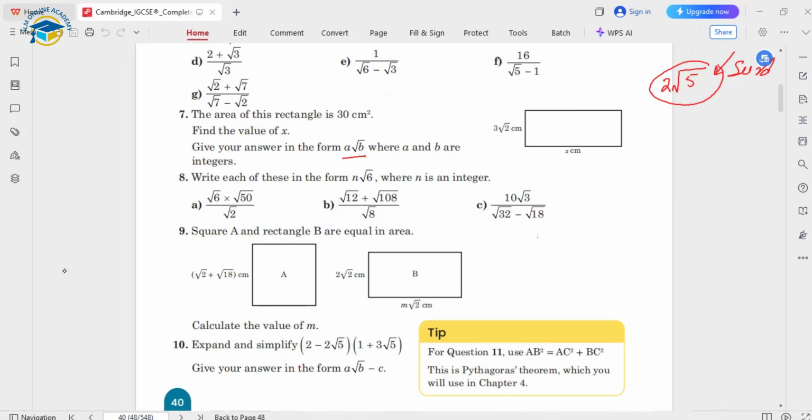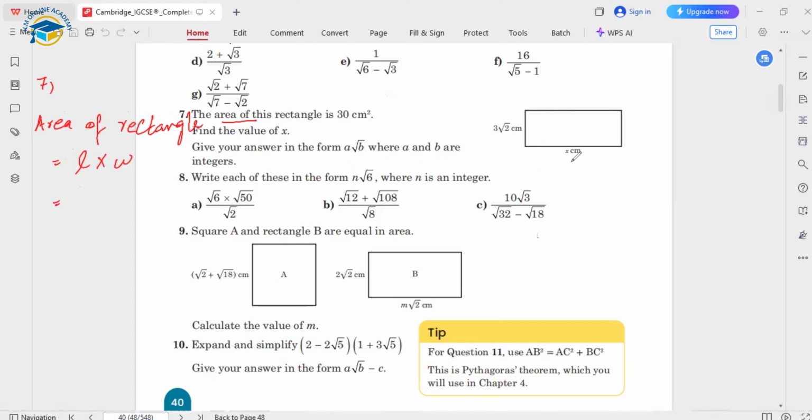For this, we will directly use the formula for the area of the rectangle. Let's go on with part number 7. We know that the area of a rectangle has the formula length times width. The length they gave us is x, and the width they gave us is 3 square root 2 centimeters. The area is also given, 30 centimeters square.